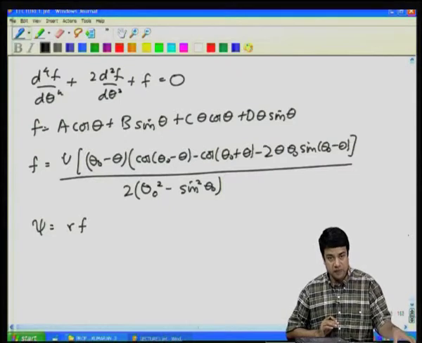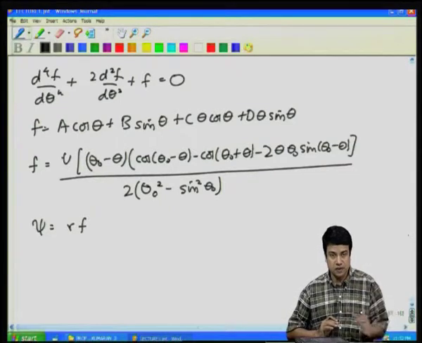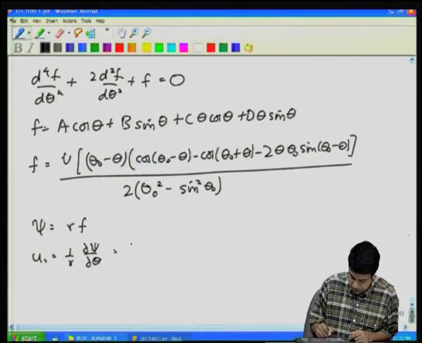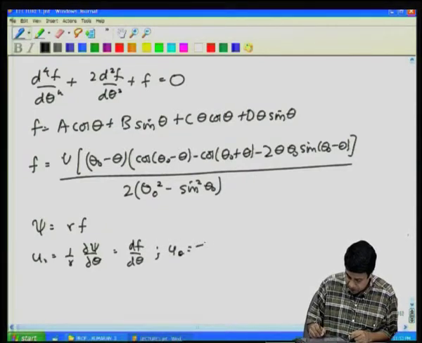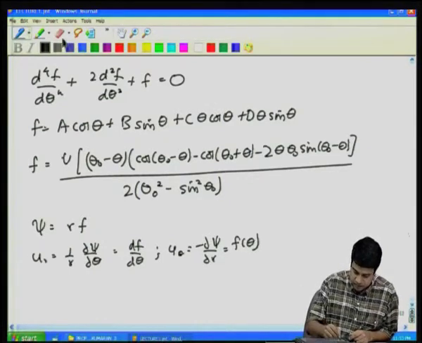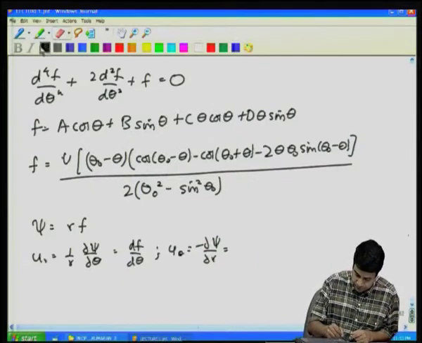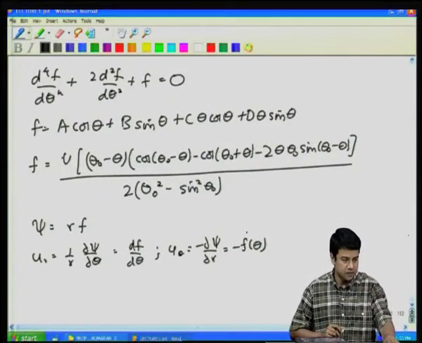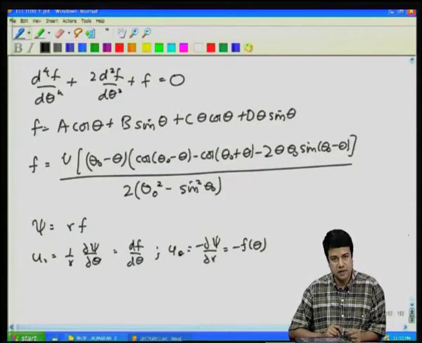So, this gives me the velocity fields. I can just take the derivatives of this. So, u r is equal to 1 by r partial psi by partial theta, which is df by d theta, and u theta is equal to minus partial psi by partial r, which is equal to f of theta. So, minus sign here. So, this gives me the final expression for the velocity fields.